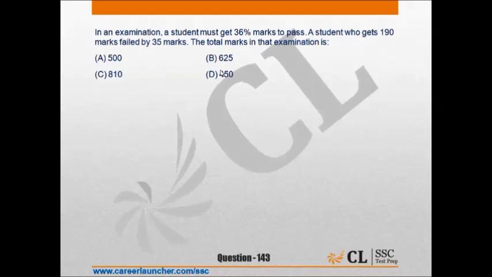In an examination, a student must get 36% marks to pass. A student who gets 190 marks failed by 35 marks. The total marks in that examination is. Now, a student gets 190 marks and he failed by 35 marks. That is, 225 marks is equal to 36% of the maximum marks. So the total marks of the examination can be calculated as 625. So my answer is option B.